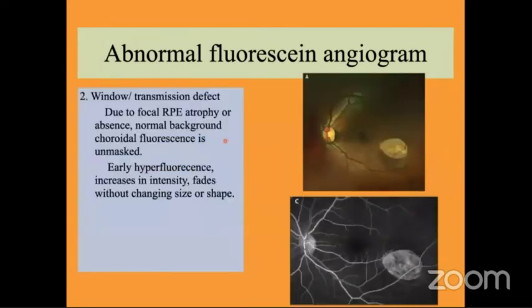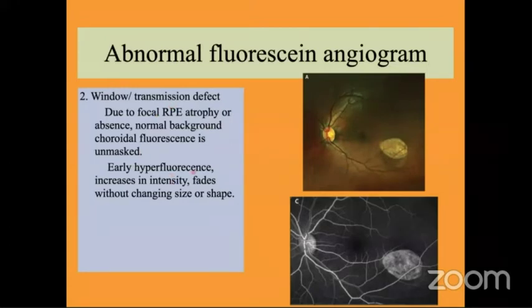Then abnormal fluorescence has 4 patterns: window defect, leaking, pooling and staining. Window defects, or transmission defects, are because of focal RPE atrophy or an absence of RPE. The normal background choroidal fluorescence is unmasked. That means the choroidal fluorescence is seen better when there is a loss of RPE.